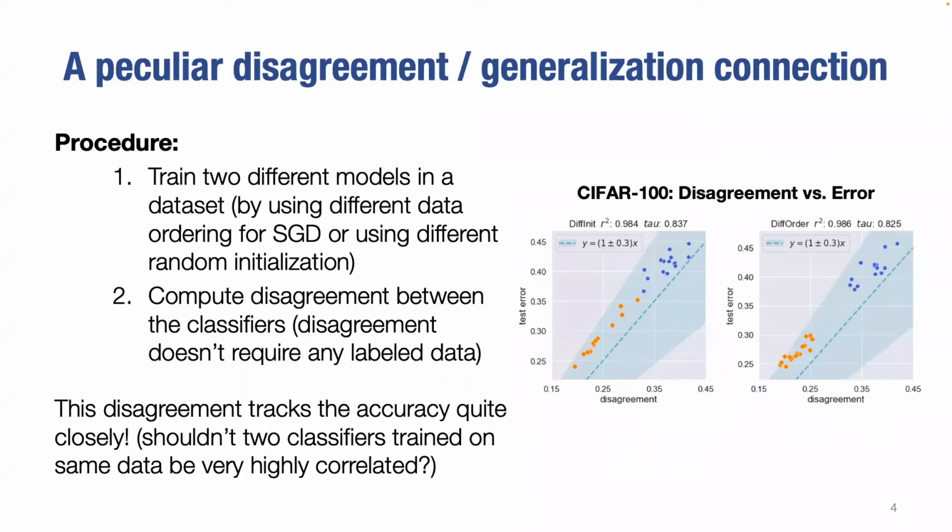And on new data, they disagree a whole lot, which is surprising in itself. You think these are going to be super correlated in their predictions, but they're not that correlated. Just the difference in initializations is enough to give some disagreement between those two. And that disagreement corresponds very closely to the average error of any two given classifiers.